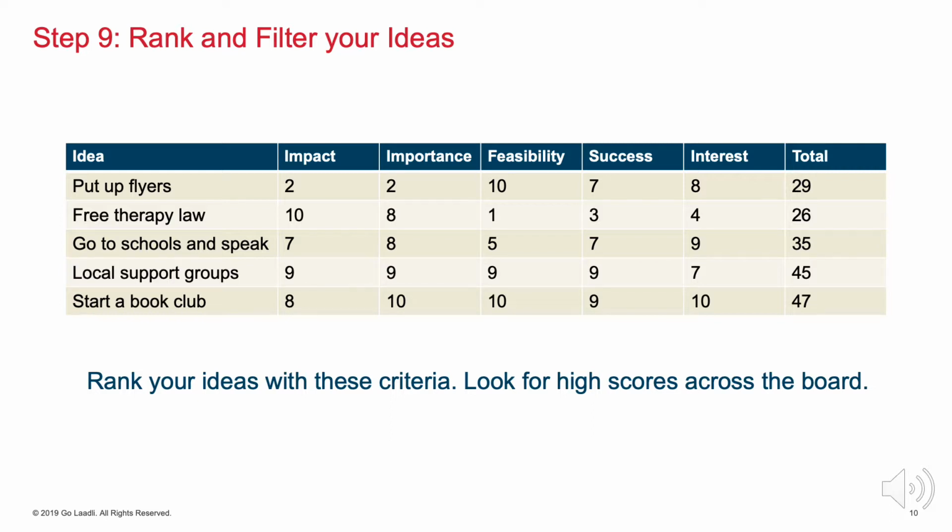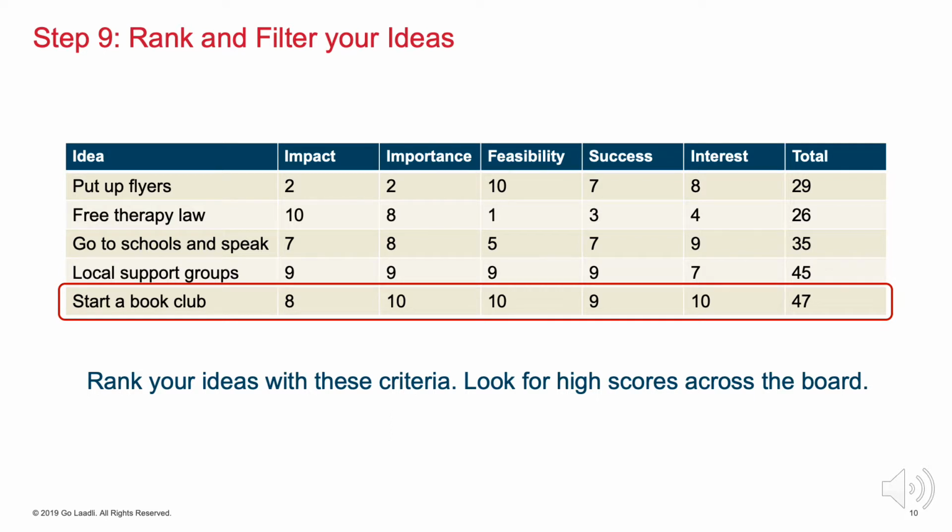So how much impact will it have? How important do you think it's going to be to the beneficiaries? How easy is it going to be to implement? How successful do you think it will be? And how much interest do you have in actually doing it? So rate each idea against each of the criteria, where 1 is low and 10 is high. And then all you need to do is look at the idea with the highest score, and that's going to be your winner. In this case, the decision is that starting a book club is the best idea.